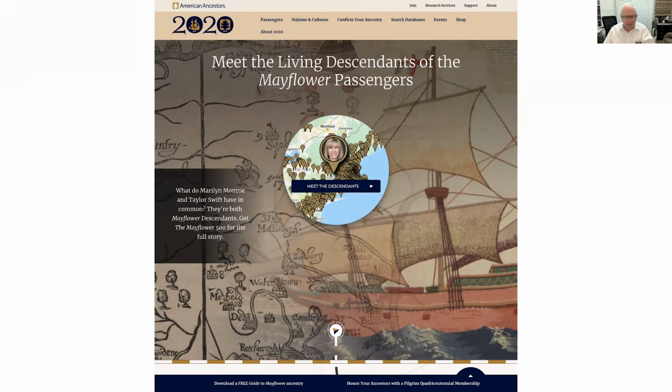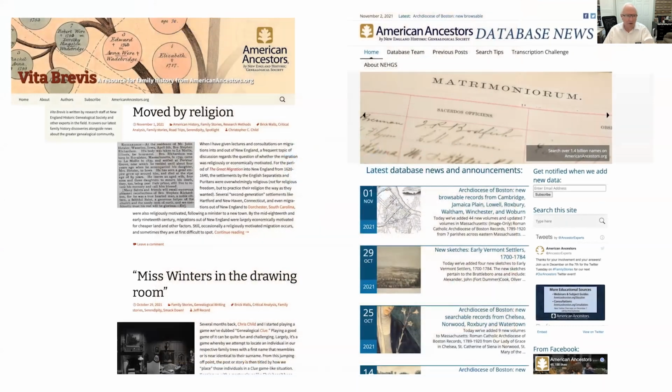This is another publication. It's called American Ancestors 2020, and it's a project that they've gone through to meet the living descendants and highlight who are the descendants and where they are of the Mayflower passengers. And so we'll get into that just a little bit more right here after we talk about a couple more databases.